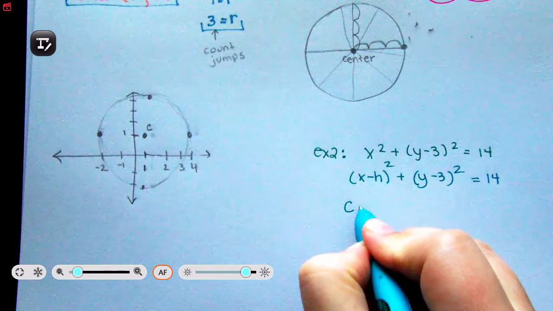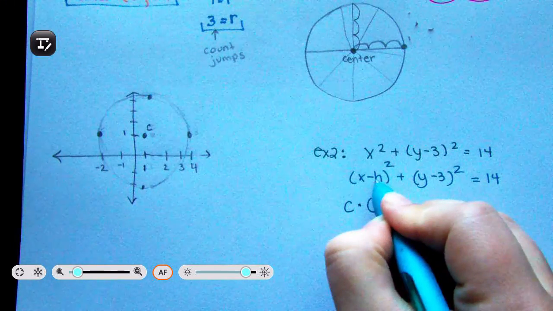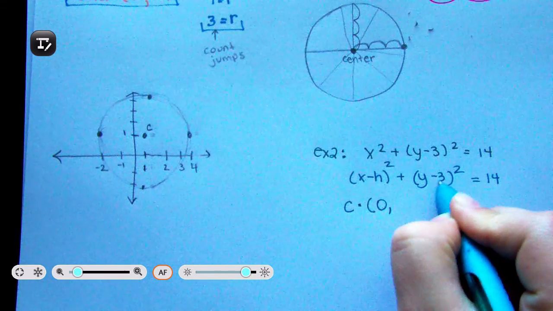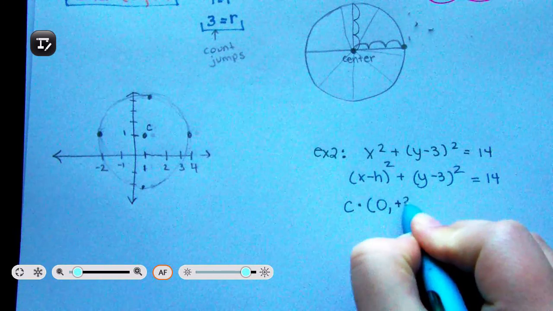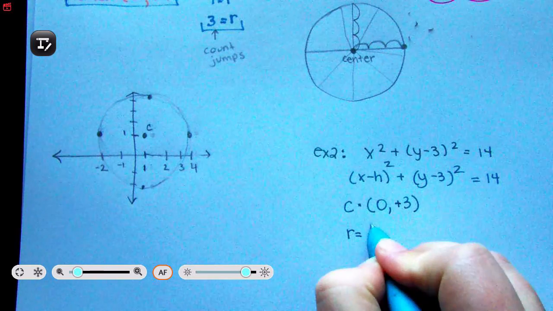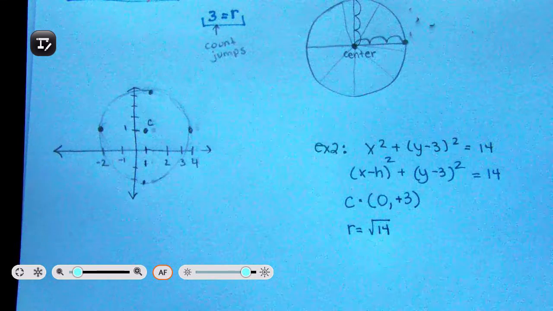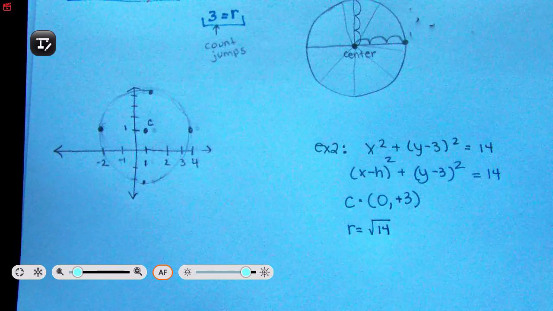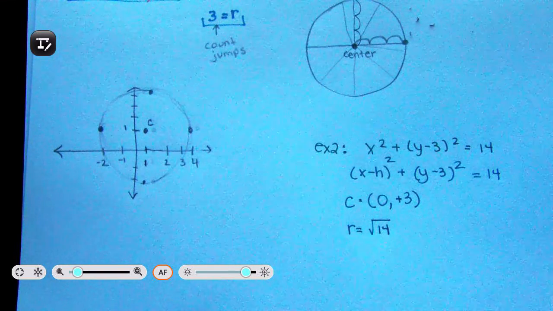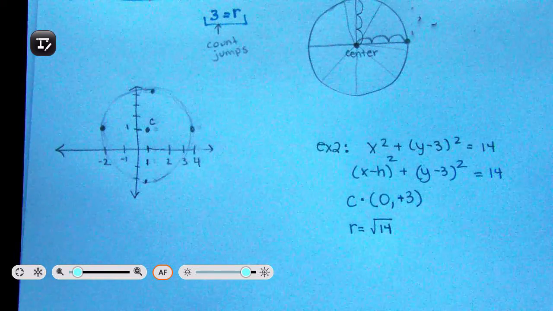Center point, I'm just going to call it C from now on, easier, is the opposite. So h, there is no h, so it's 0. And then the opposite of this one here would be positive 3. You don't have to write that positive. Radius is equal to the square root of 14. Don't know what the square root of 14 is, but we're going to figure it out. All right, that's it. Let's graph.